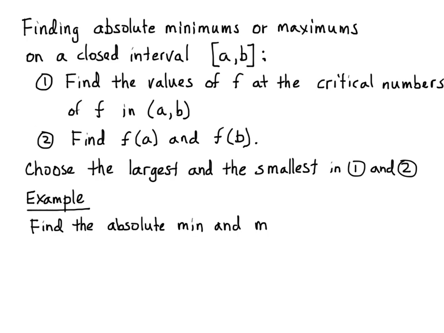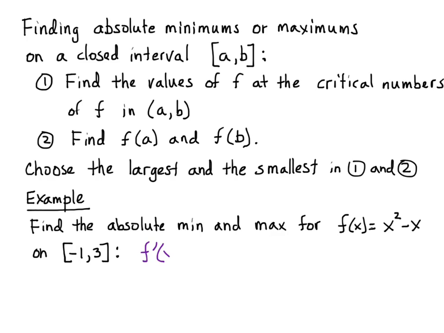Okay, so let me give you an example. We want to find the absolute minimum and the absolute maximum for the function x squared minus x on the interval from -1 to 3. Here's a continuous function, so all the things that we know about continuous functions apply. And here's a closed interval, so the extreme value theorem applies because it's a continuous function on a closed interval.